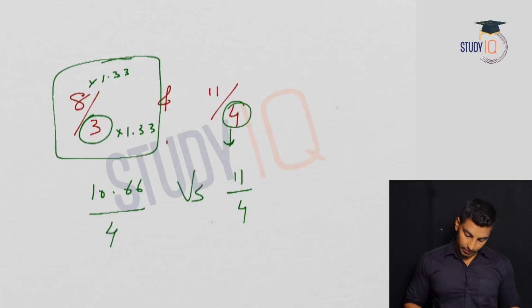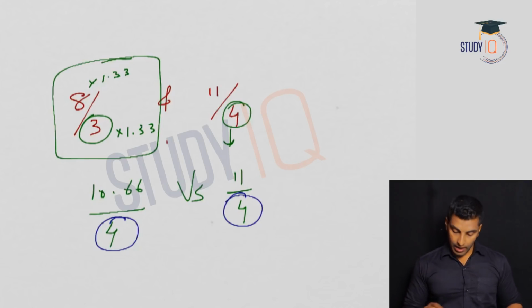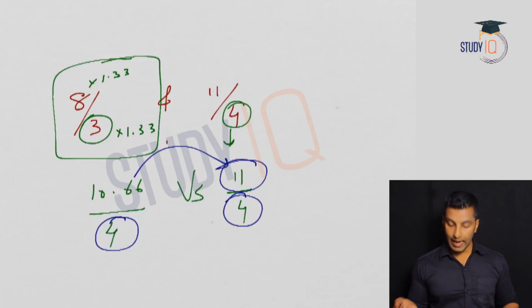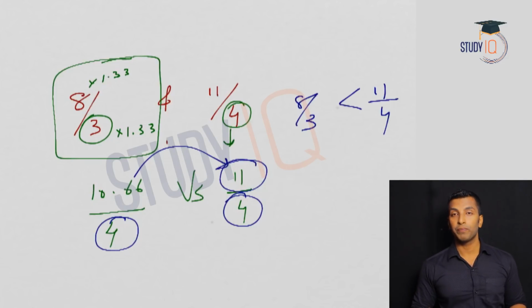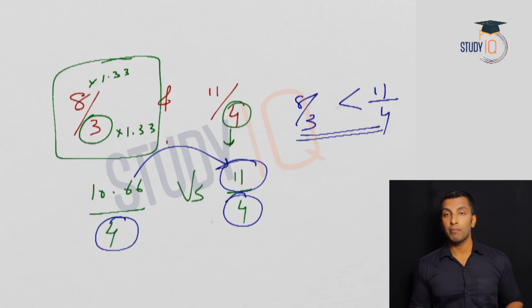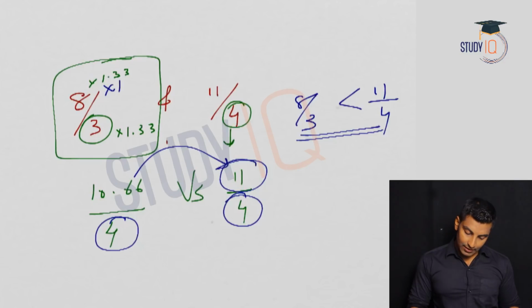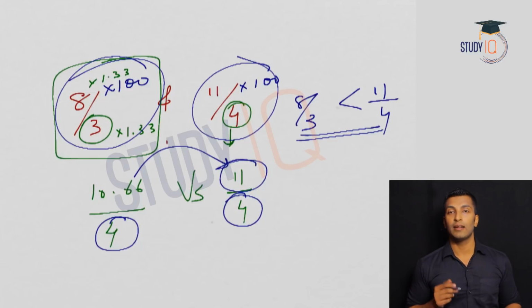So if you look here, denominators are the same. Now you see where the numerator is larger, so here it is larger. So which ratio is greater? This 8 by 3 is less than 11 by 4. Okay, so this is one of the methods. Otherwise, what we generally do is, you just multiply this by 100, and this also by 100. So effectively you are converting this to percentage and this also to percentage. Then you see where you get the higher percentage.